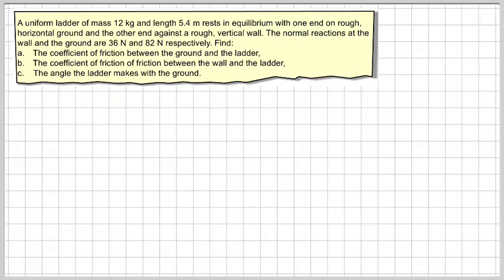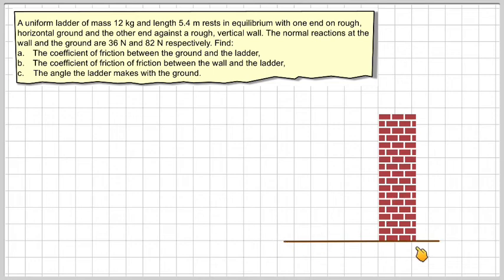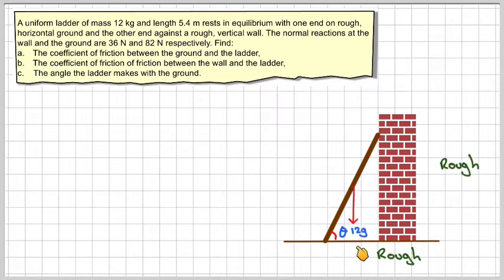Obviously, to do this sort of question, you need to draw a diagram. So here we've got a wall and the ground. We've got the ladder, which makes an angle of theta. Both these are rough. The weight, 12g newtons, will be acting downwards here. Then here we will have a normal reaction, which will be 82 newtons. And here we have a normal reaction acting this way against the wall, which will be 36 newtons.